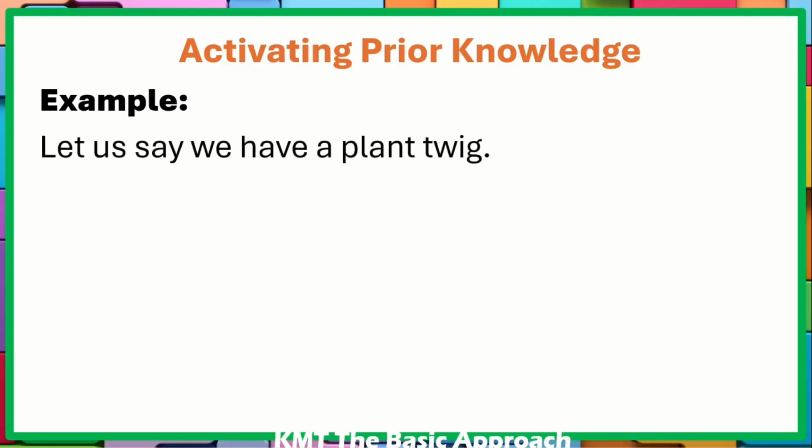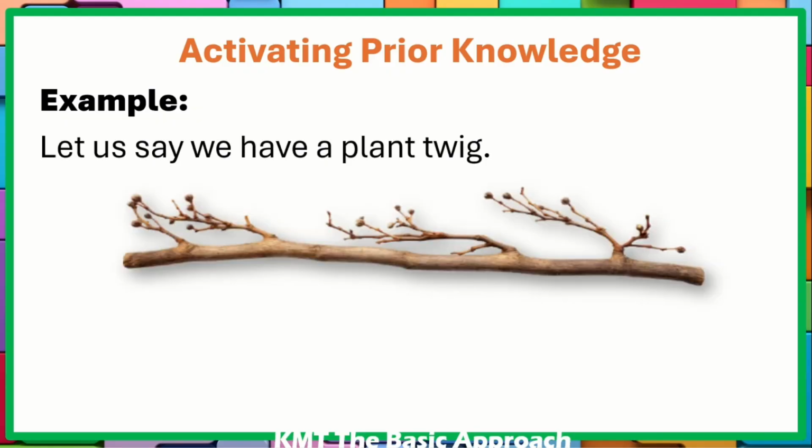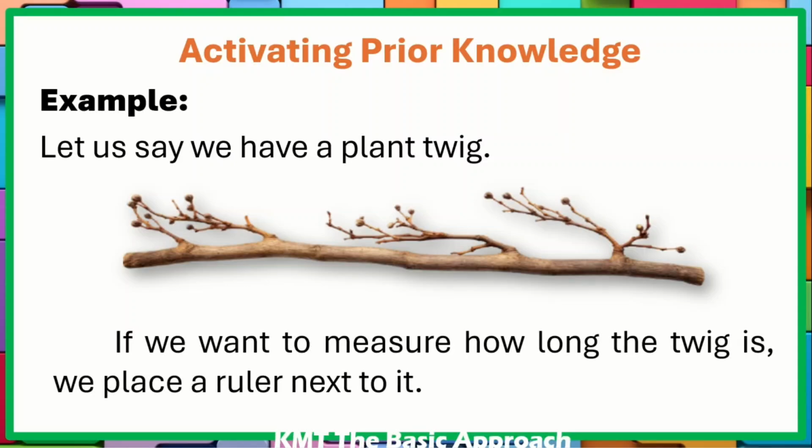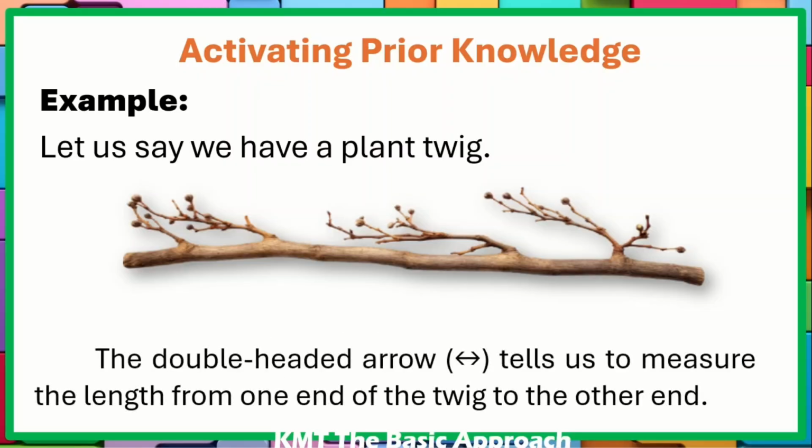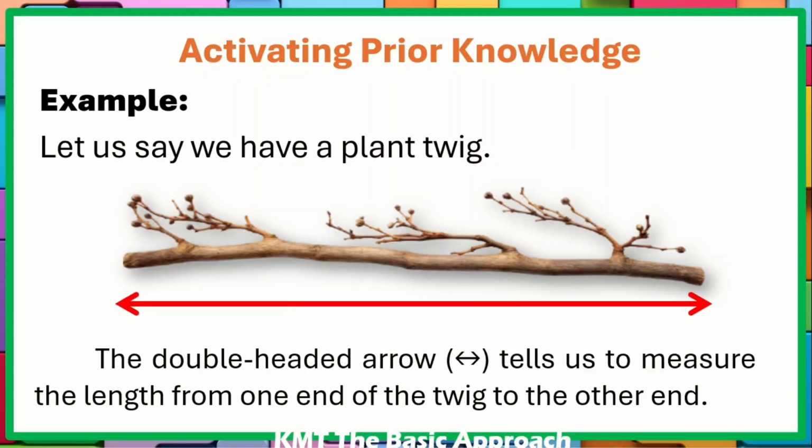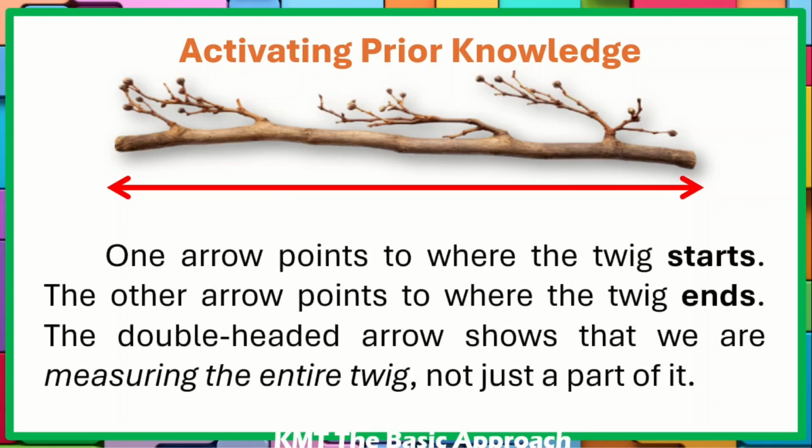Example, let us say we have a plant twig. If we want to measure how long the twig is, we place a ruler next to it. The double-headed arrow tells us to measure the length from one end of the twig to the other end. One arrow points to where the twig starts. The other arrow points to where the twig ends. The double-headed arrow shows that we are measuring the entire twig, not just a part of it.